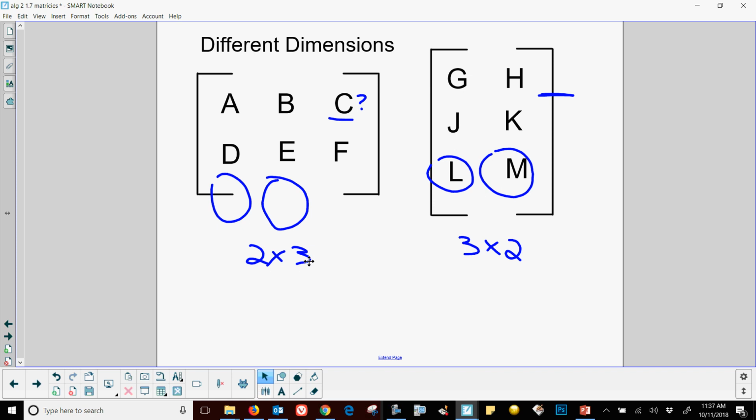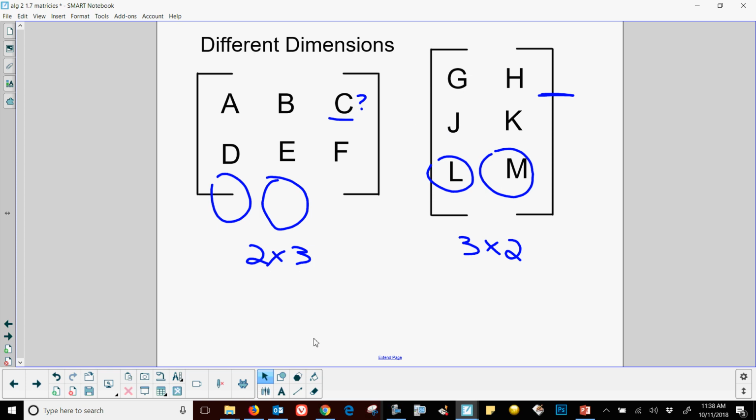Same thing here. This is a 2 by 3. This is a 3 by 2. These are not the same, because C should have an element here. L and M should have elements down here. And everyone's like, well, you could rotate it. Okay, well, are you going to do A and G and B and J and C and L? Or are you going to legitimately rotate and go A and H and B and K and C and N? How are you going to do it?